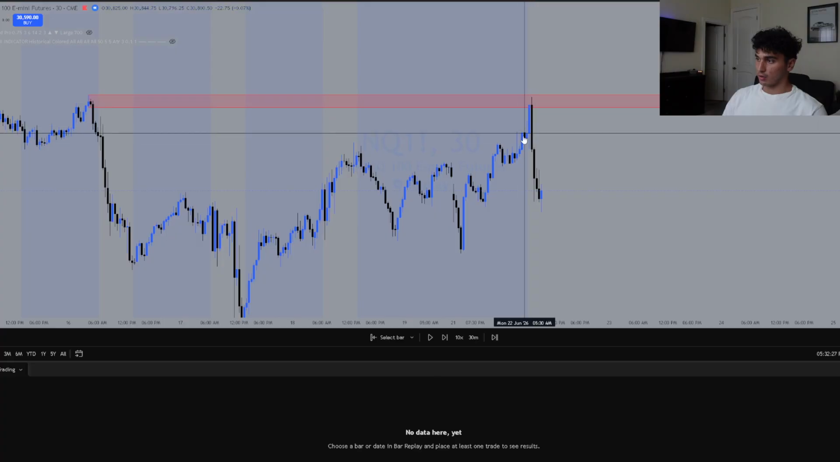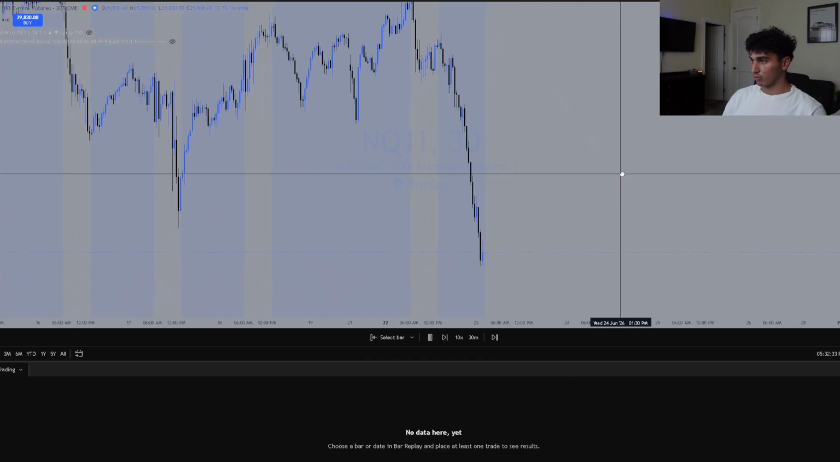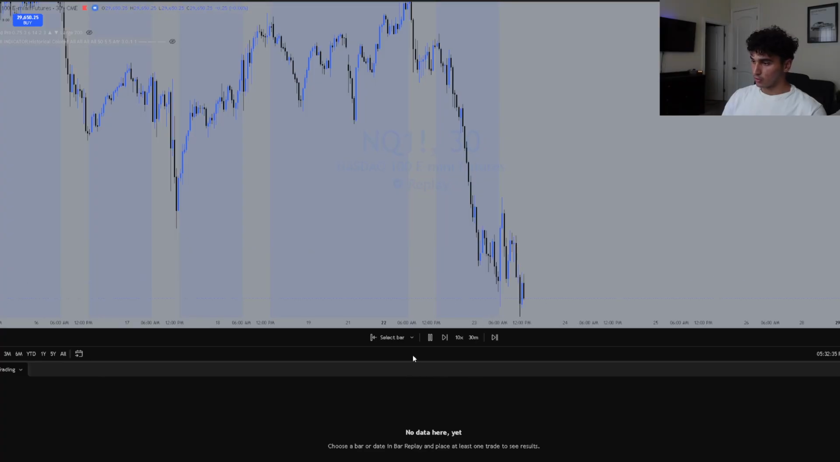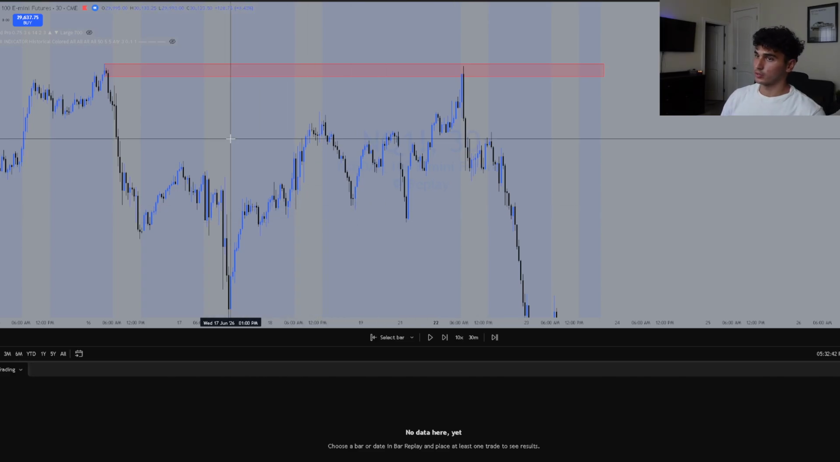We start to see that overall selling momentum continue and follow through, and then boom, price just continues to fall lower and lower and lower right off of that supply zone. So boom, that would be a perfect example of how we can draw out our supply zone.